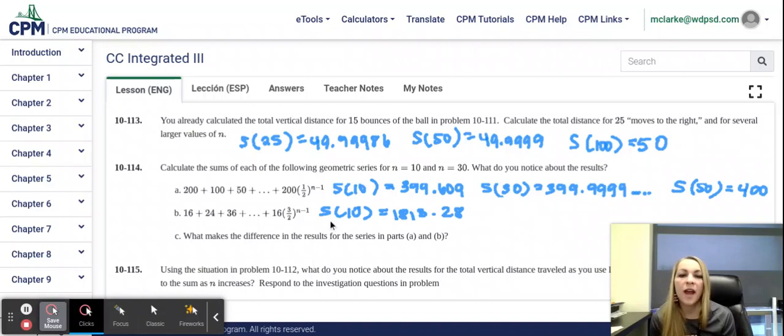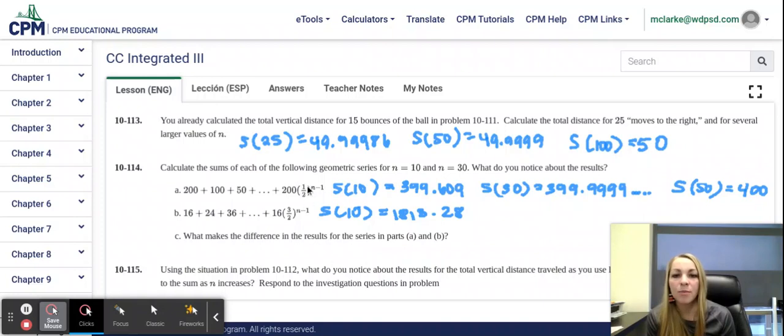All right, so for A, you should have gotten something like 399.609 and 399.9999, and then all of a sudden we're getting so close, it's 400. And B, these numbers just keep getting larger and larger and larger. So I didn't even write all that down. They're just too big for me to write. So what's the difference between these?